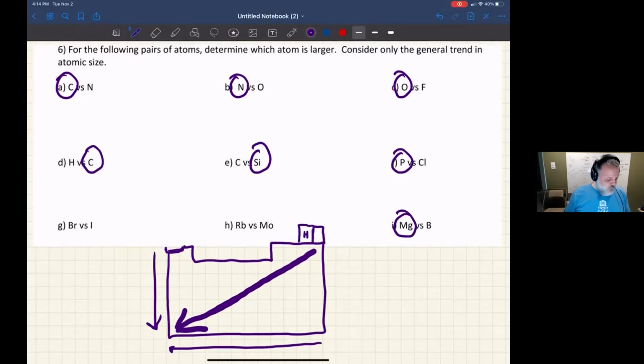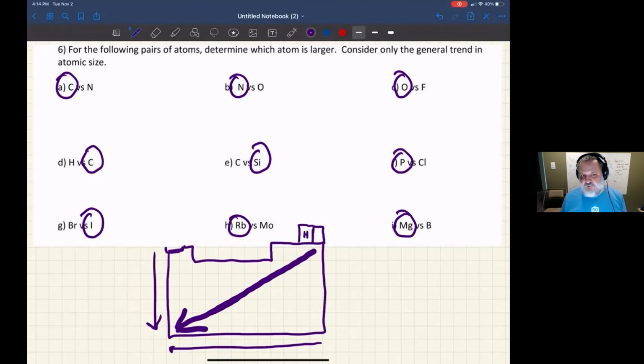It's rubidium versus molybdenum. It's further to the left, and we've got to look at our periodic table, it's also further down than molybdenum, so larger. And then bromine versus iodine, iodine is further down than bromine, so it's larger.